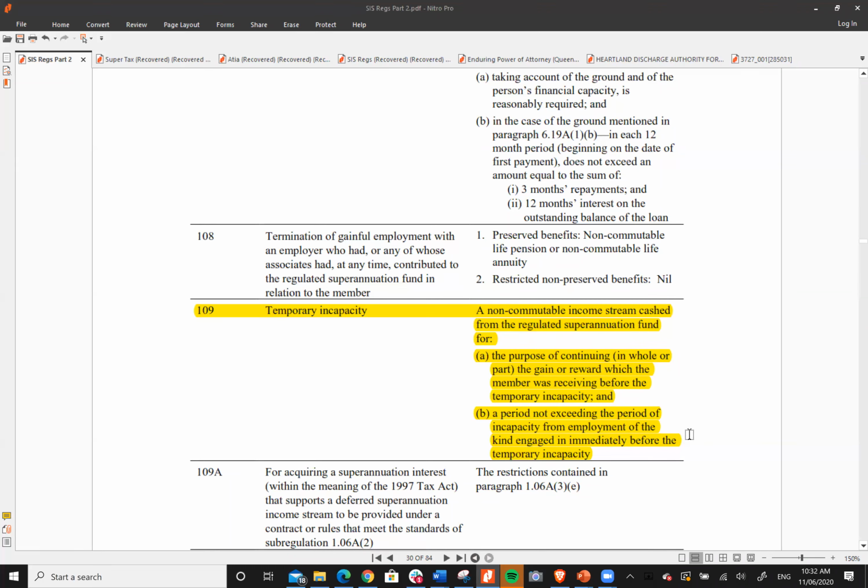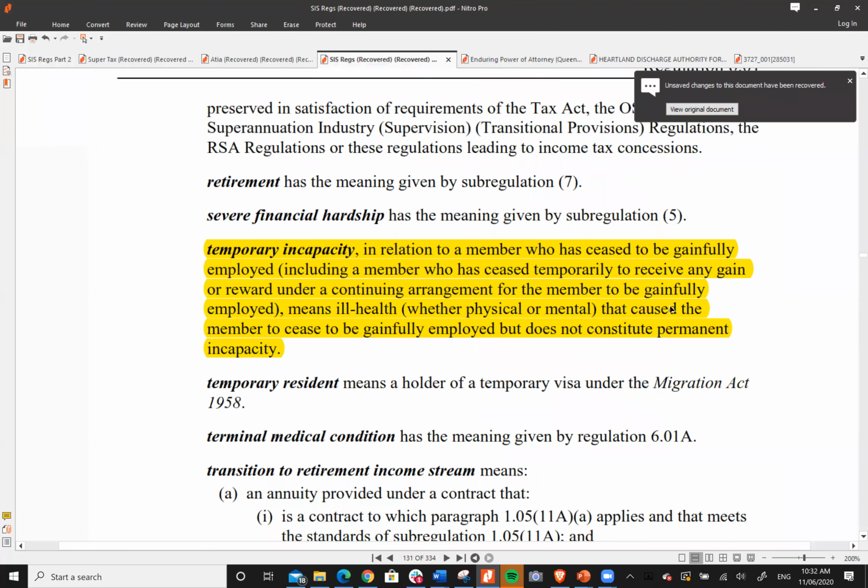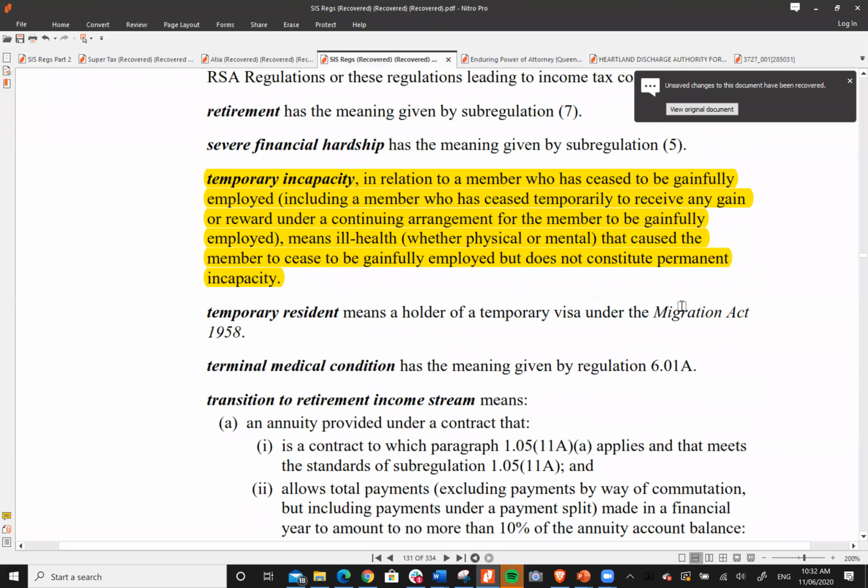But if you do come across that in your travels, please make sure you give me a call. I love, obviously, all of these sort of issues. So temporary incapacity. What I need to do now is go back to our SIS regs, and I want to find out what a non-commutable income stream is.